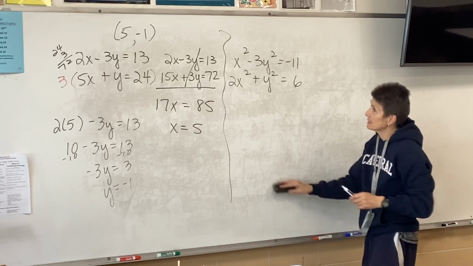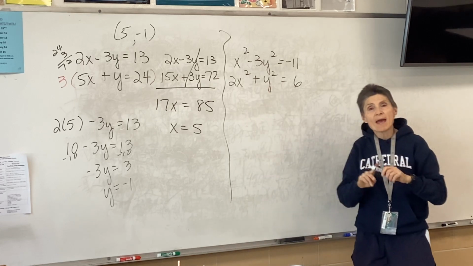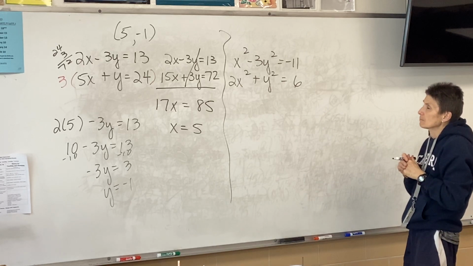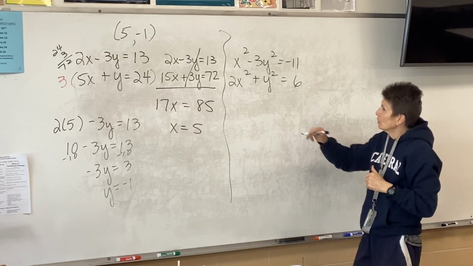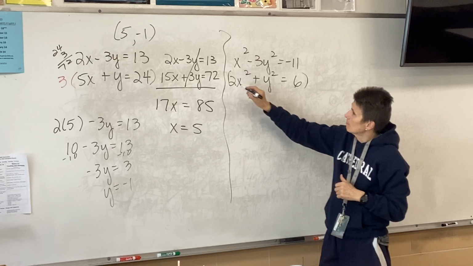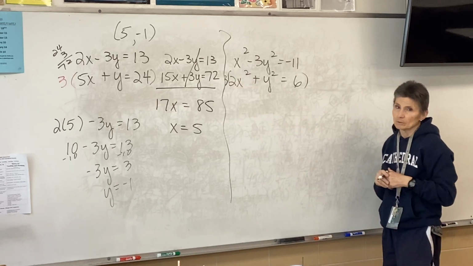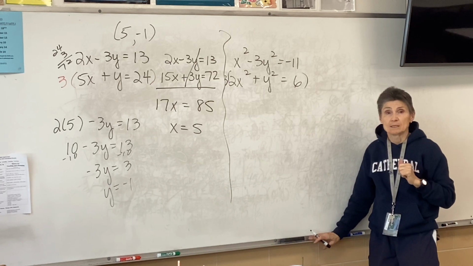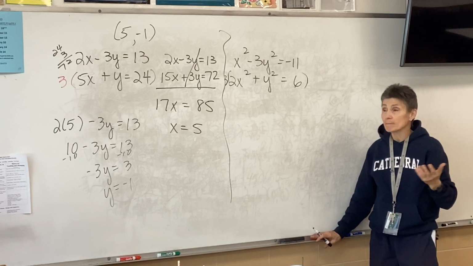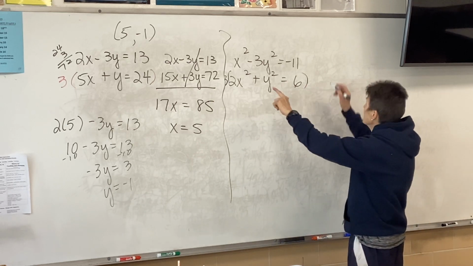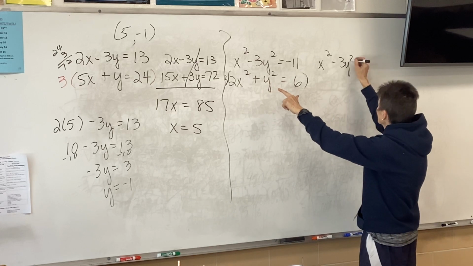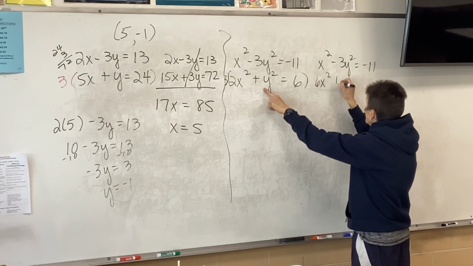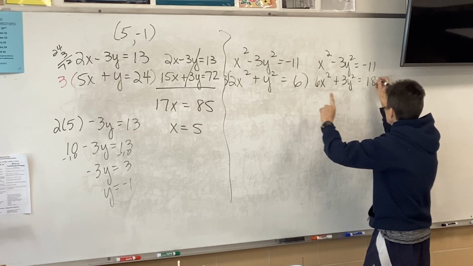All right, now I'm going to do the same thing. Now, I know these are squared, but that doesn't matter. We can still eliminate them. So if you look at that, could we do the same thing? Could we multiply the bottom one by 3 again? We absolutely could. Now, could you do other things? Yes. Yes, you can do other things. But one possible thing is to multiply the bottom equation by 3. So I have x squared minus 3y squared equals negative 11. That one didn't change. Then I have 6x squared plus 3y squared equal to 18.